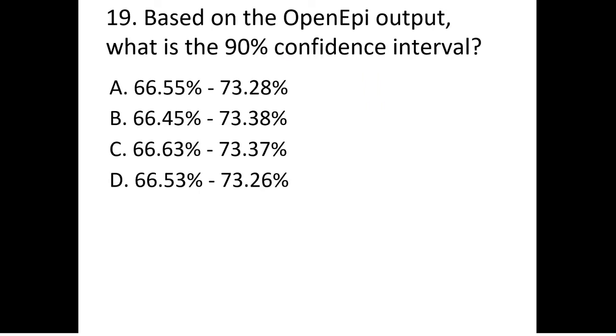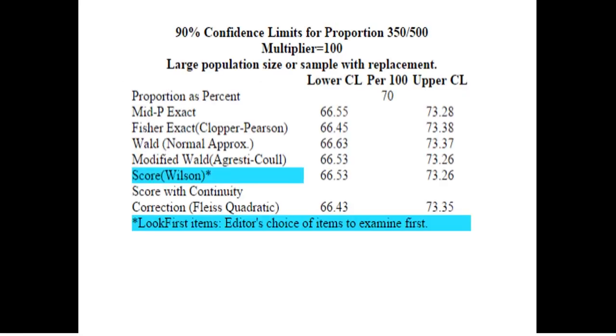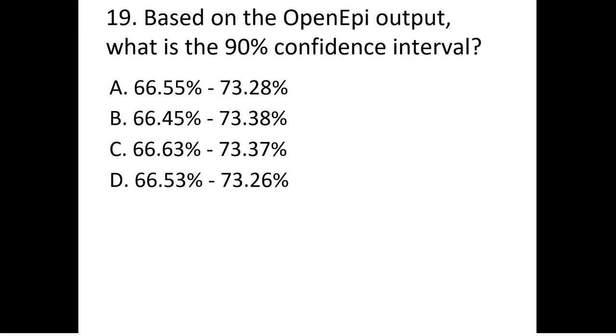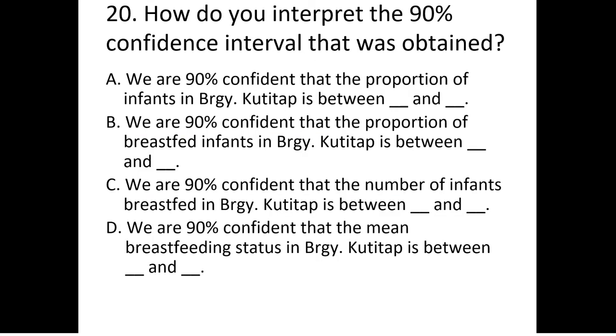Based on the OpenEpi output, what is the 90% confidence interval? Remember, whenever we're using OpenEpi, the option that we look at is WALD, which is normal approximation. Remember that we're using normal approximation for all our estimation situations. So the answer here would be letter C. You just need to be able to recognize which one is WALD inside the output.